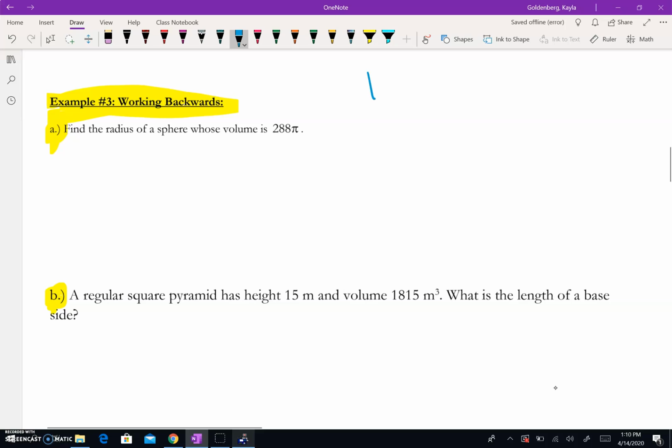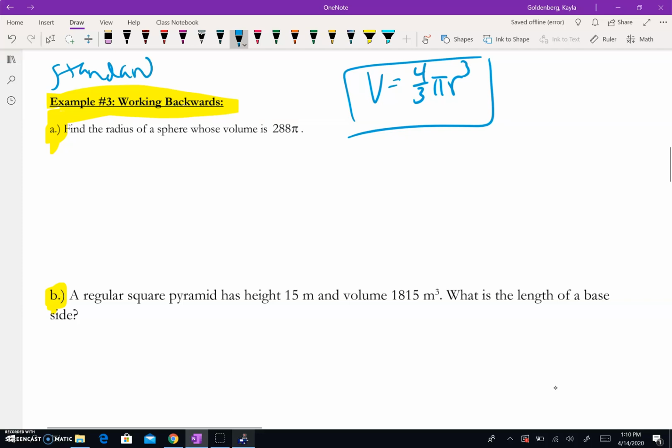So working backwards, let's rewrite our volume formula, 4/3 pi r cubed, just to have it there for us. Some working backwards problems, I would call these more your standard. We're going to be starting from a volume and trying to go backwards and figure out what some original measurements are. So I'm looking for the radius, but I know what the volume is. So 4/3 pi times radius cubed equals 288 pi. I generally plug in everything I know into the regular volume formula, and then we have to think about how to go from the 288 to get our radius.